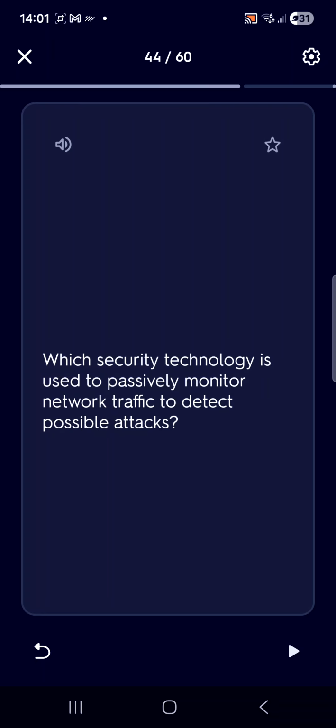Which security technology is used to passively monitor network traffic and detect possible attacks?